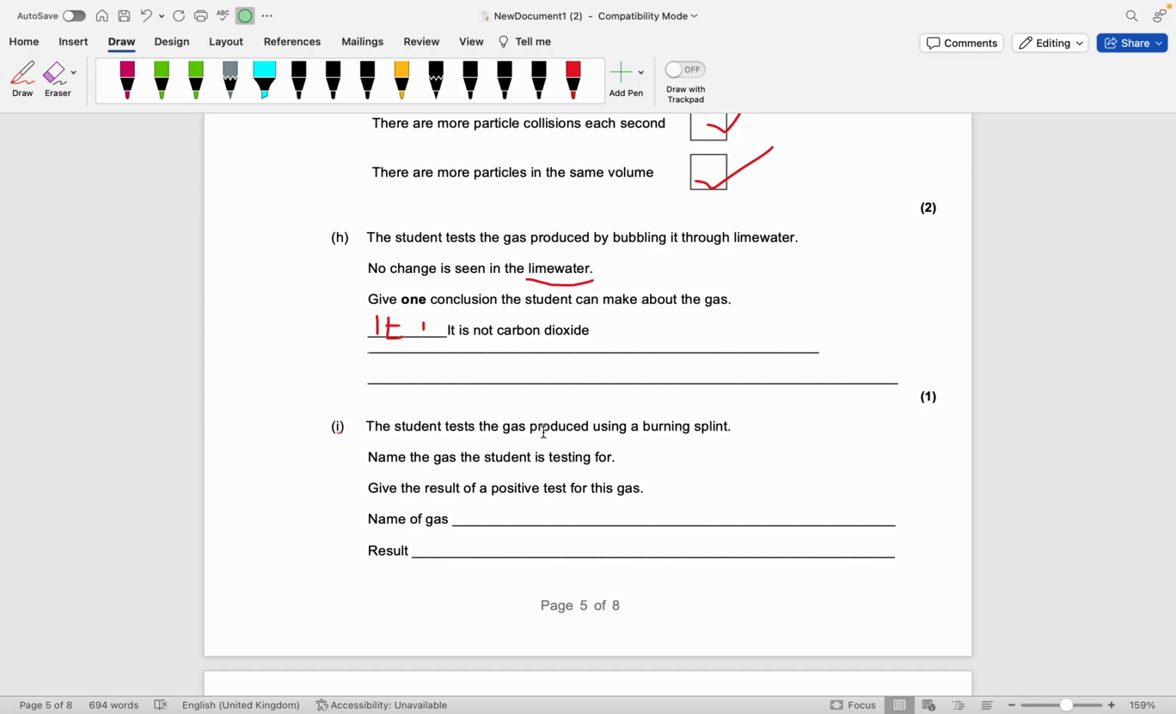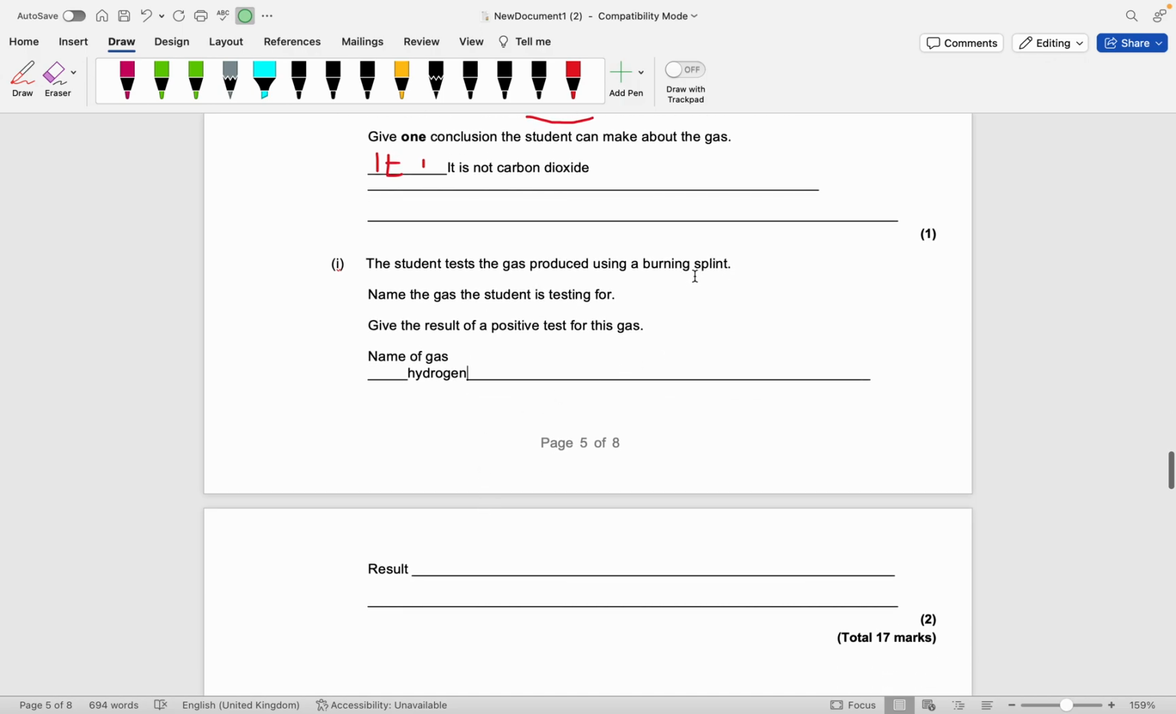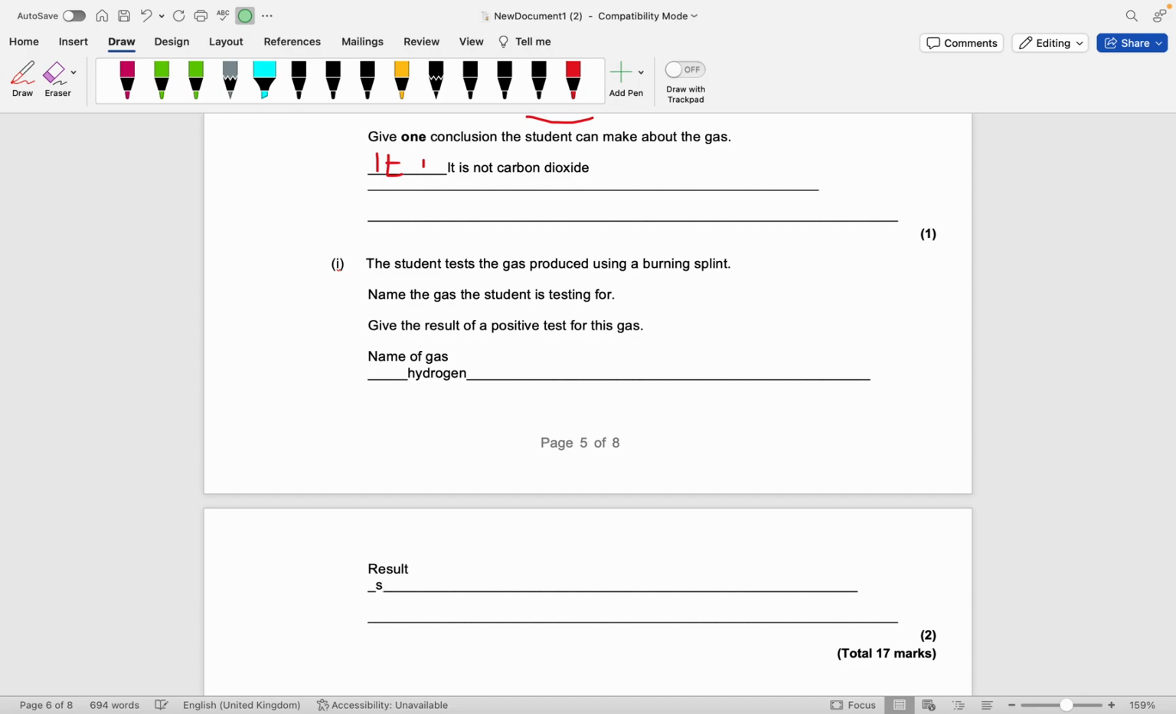The student tests the gas produced using a burning splint. Name the gas the student is testing for. Give the result of a positive test for this gas. So because it's burning and not glowing, from what we've just said, it's got to be hydrogen. Okay? If it was a glowing splint, then it would be oxygen. But because it's a burning splint, the name of the gas is hydrogen, and the positive result for hydrogen would be a squeaky pop.